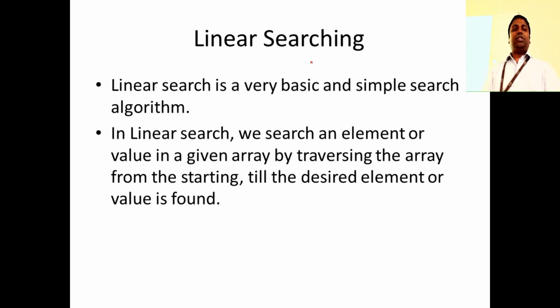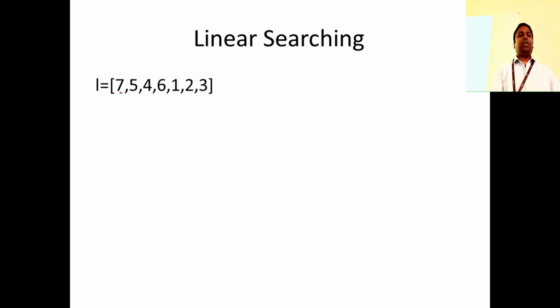So the first thing we are going to talk about is this basic technique, linear searching. Linear searching is a very basic and simple search algorithm. We search an element or value in a given array by traversing the array from the starting. Instead of array, you can say it's a list. So I'll give an example here. Suppose you have this list. What all elements you have here? 7, 5, 4, 6, 1, 2, 3. It's not in the sorted order. You have a set of elements. That's it.